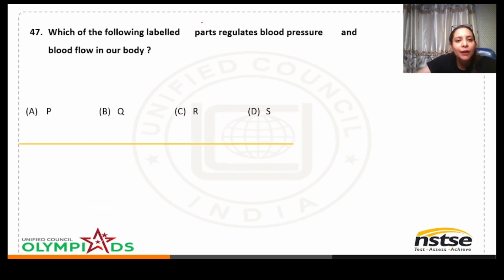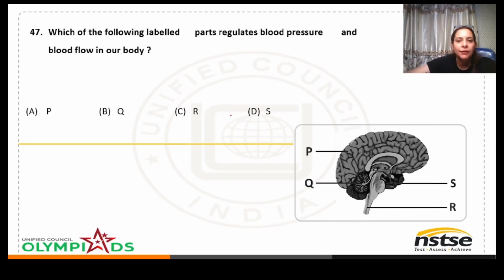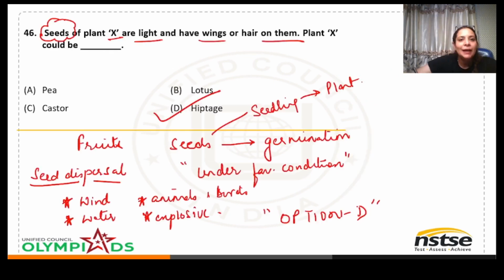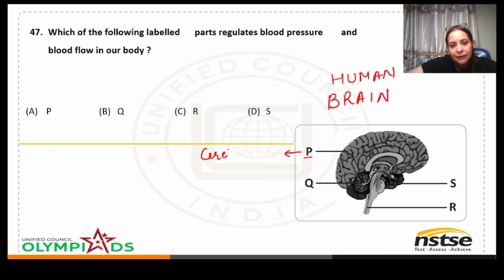Next, which of the following parts regulate blood pressure and blood flow in our body? We have the picture given here, P, Q, R, S, and we need to identify that particular part. So first thing, whenever you get a question like this, is to identify the organ. This organ which you can see is the main controlling center of our body, human brain. And this portion which you can see as P is cerebrum, that is the largest part of the brain. This portion which you can see here, the round body which is identified as Q, is pons varoli.